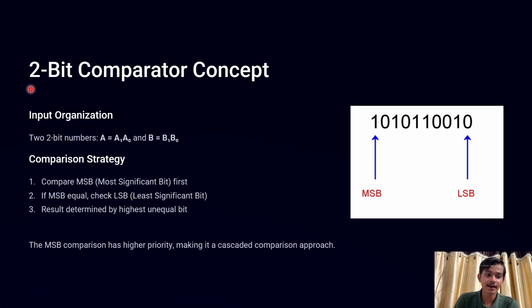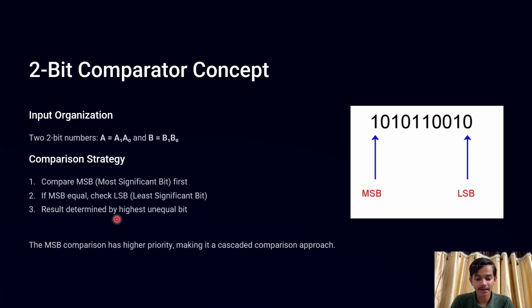In this slide I will explain the 2-bit comparator concept. In a 2-bit comparator, we compare two binary numbers A1 A0 and B1 B0. The comparison begins with the most significant bit, MSB, since it has higher priority. If the most significant bits are equal, the least significant bits, LSB, are compared. The final result is determined by the highest unequal bit, which is a cascade comparison approach.